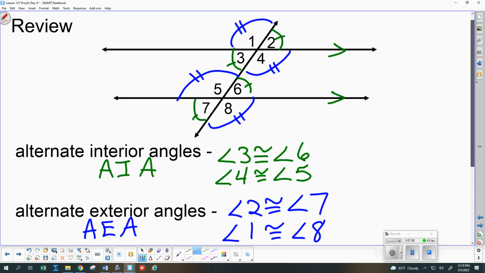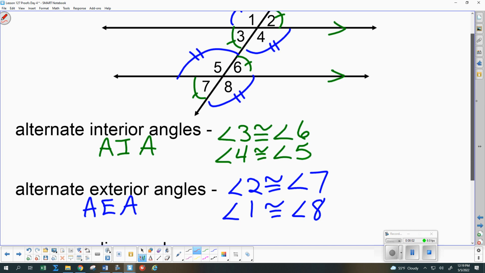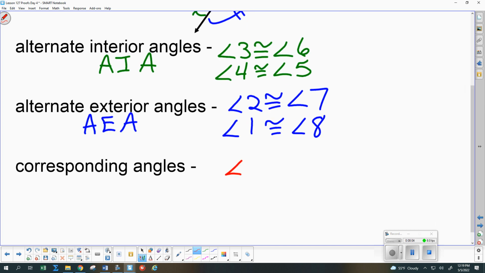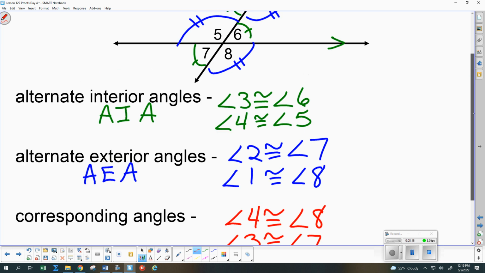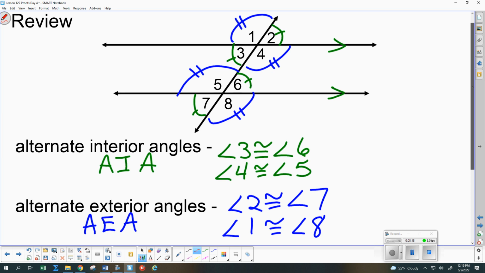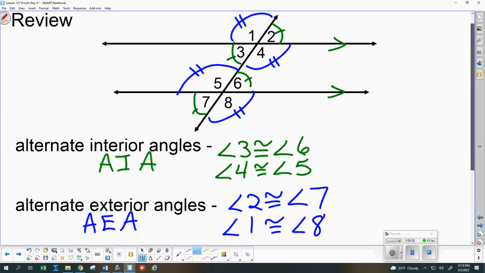Leah? So 4 and 8 would indeed be a pair. 4 and 8 were both bottom right angles. What else, Abby? So 3 and 7. I'll just take a peek at my picture. Yes, 3 and 7, both marked in green. They are both southwest or bottom left.